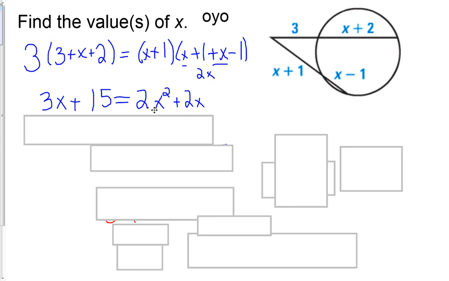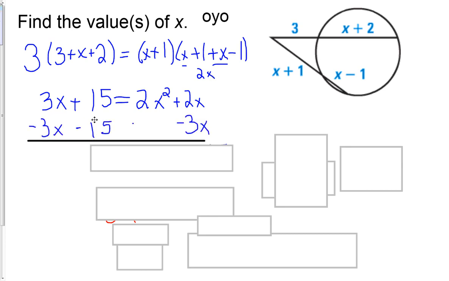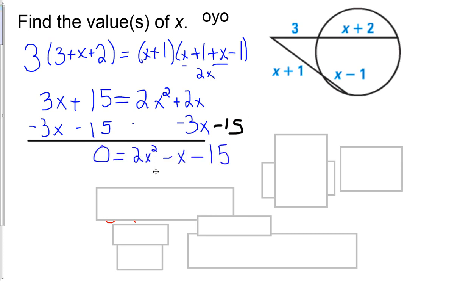We got a quadratic. We got x squared on one side. We're going to have to factor. So solving by factoring, what's that look like? We have to subtract 3x and 15 from both sides. I don't know where my minus 15 went over here, but we'll just add it. And then over here we'll have 0 equals 2x squared, so 2x minus 3 is minus 1x, minus 15.